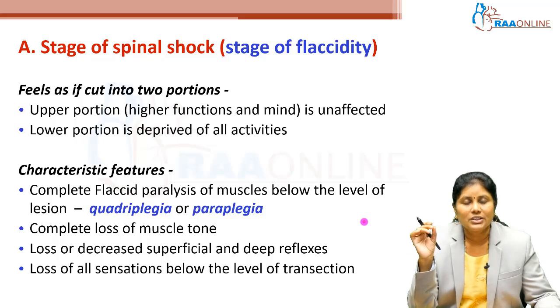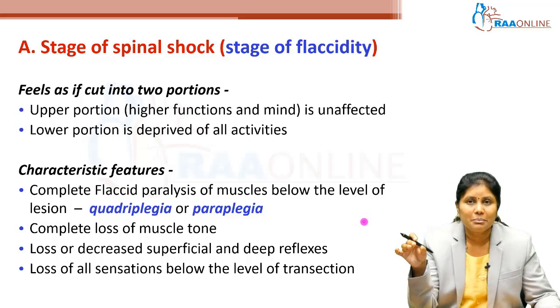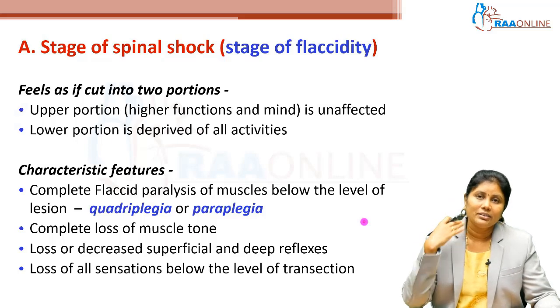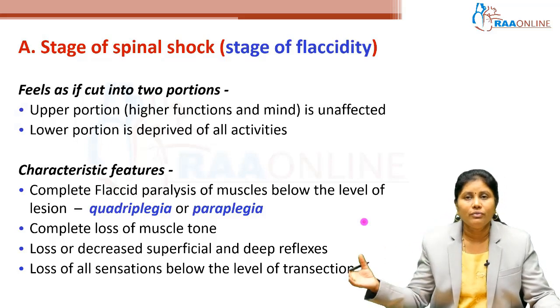The characteristic feature of this stage is complete paralysis, flaccid paralysis. That is, the tone is completely absent in the muscles in the affected regions. There will be complete flaccid paralysis of the muscles below the lesion. If the lesion is at the cervical level, then there will be paralysis in all four limbs.